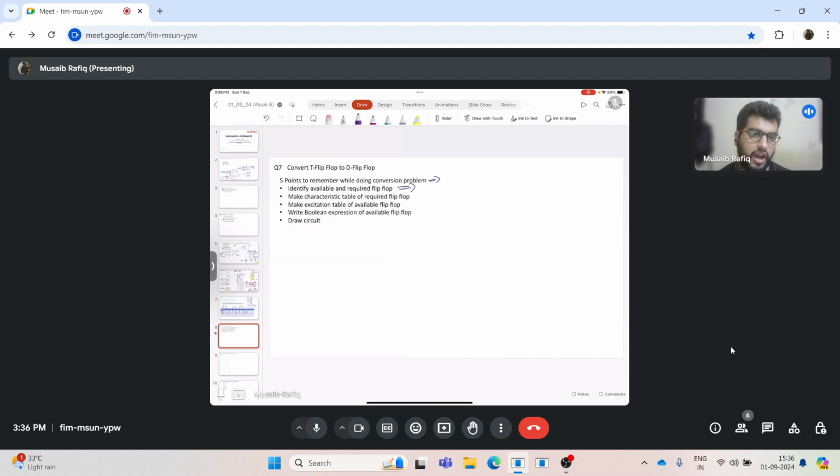After that, you have to make a characteristic table of the required flip-flop. So for the required flip-flop, you have to construct a characteristic table. Here it's available and required. Here you have to construct the table of required. After constructing a characteristic table for a required flip-flop, you will be making an excitation table of the available flip-flop.